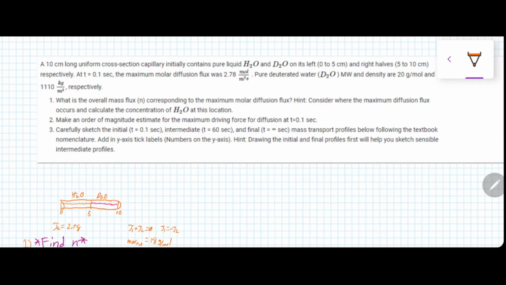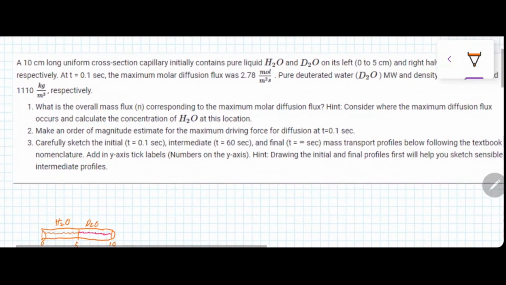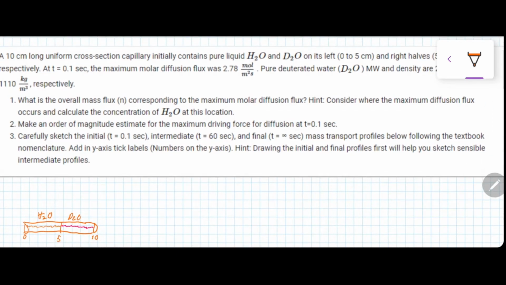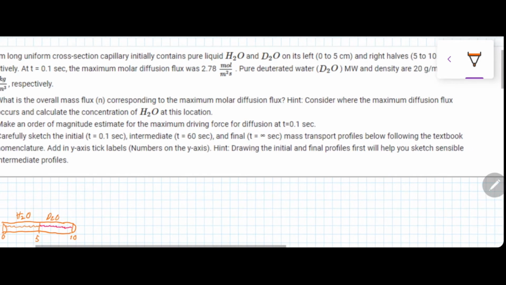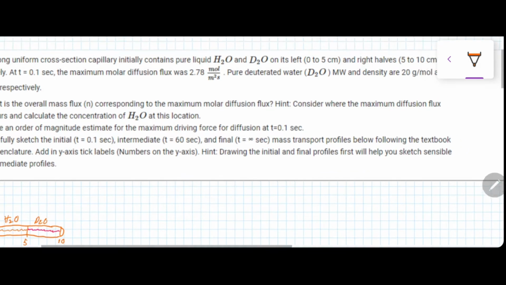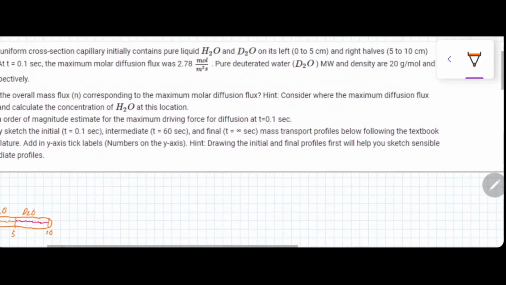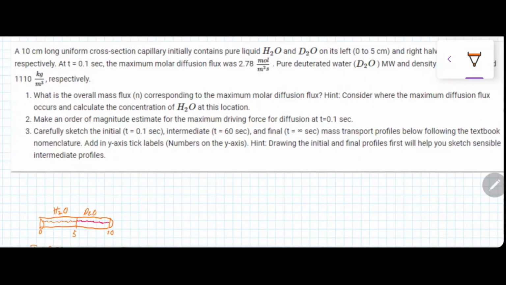So here we have our question. We have a 10 centimeter long capillary tube that contains both water, H2O, and heavy water, D2O. I will refer to D2O as heavy water from here on out. So on the left from 0 to 5 we have water, and on the right from 5 to 10 centimeters we will have heavy water.